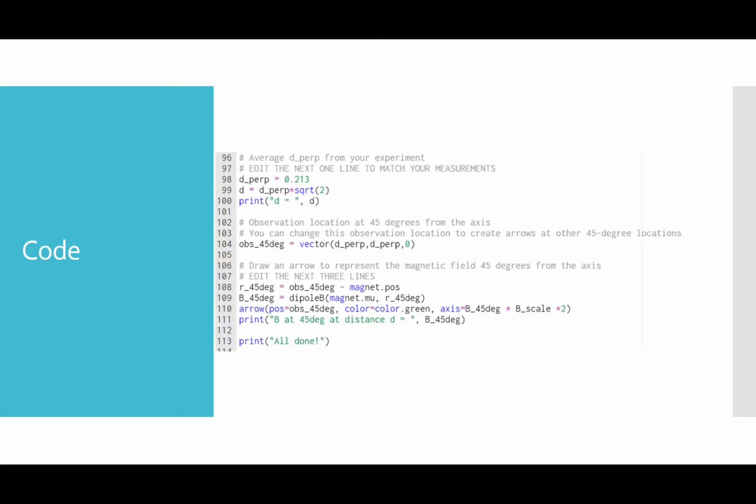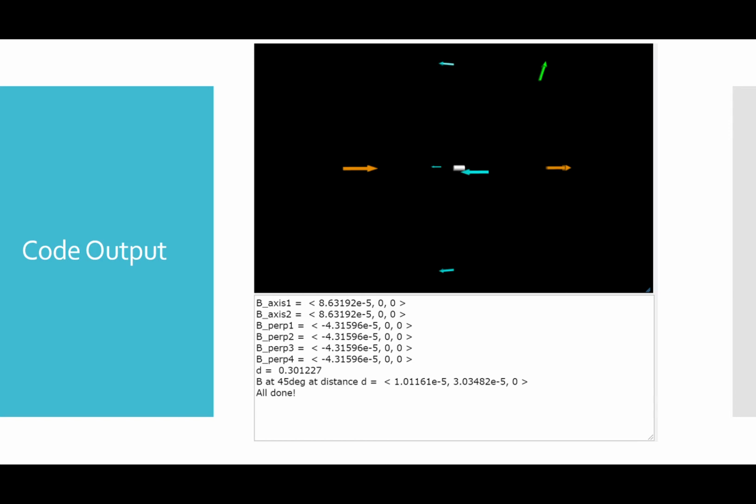Over here was to find the magnetic field at 45 degrees from the axis. As you can see, my r vector was the observation location minus the magnet's original position, and then I calculated my magnetic field with the dipole B function, and created that arrow to show the magnetic field in the output. Here was my output.